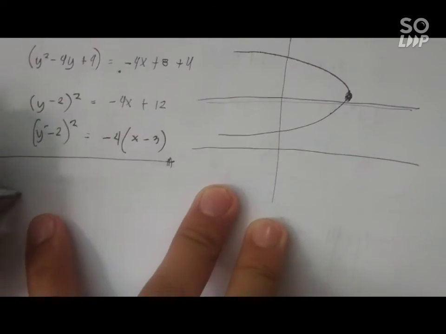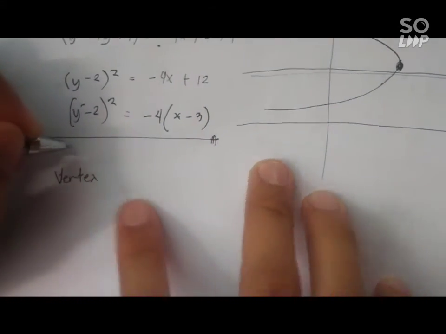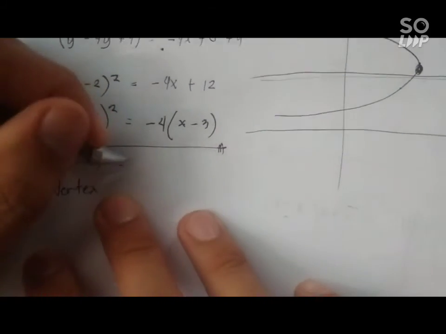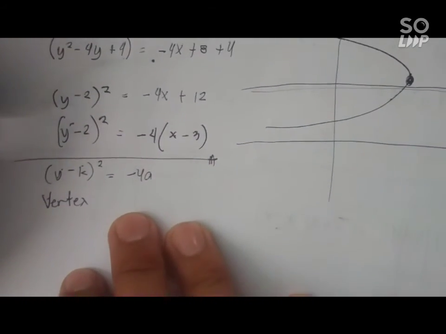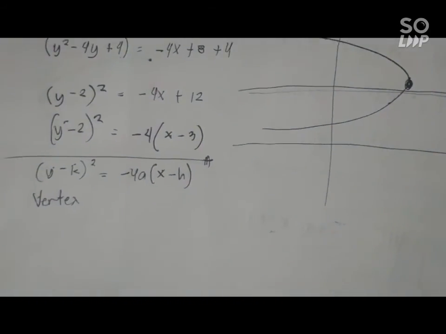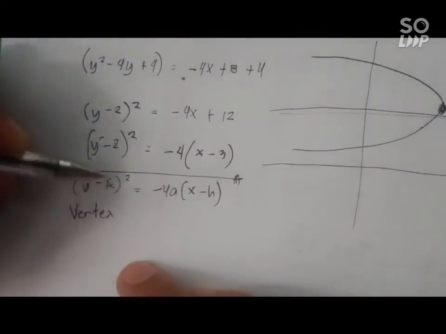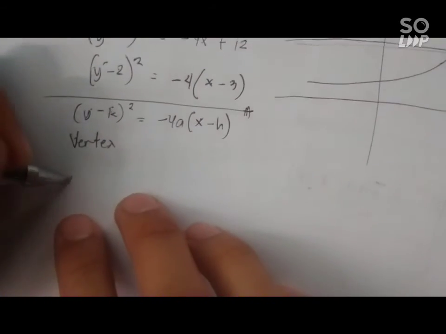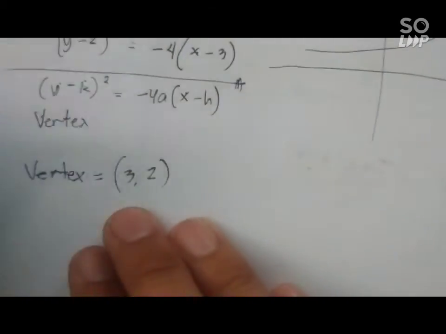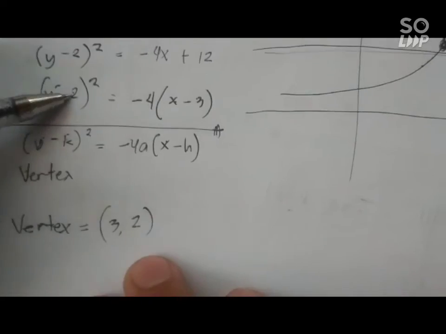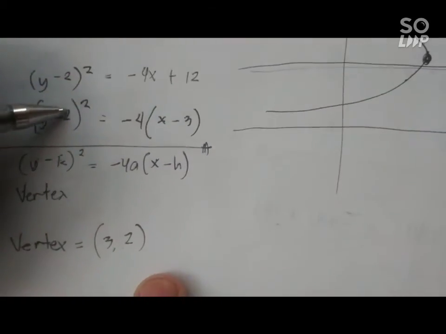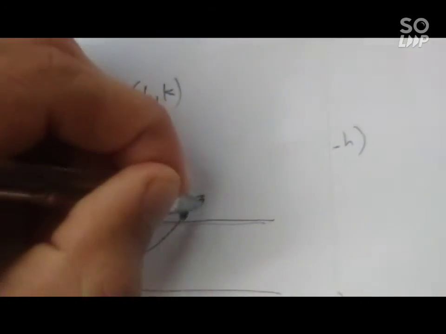The equation is (y minus k) squared equals negative 4a times (x minus h), where (h, k) is our vertex. So the vertex equals (3, 2). It is not negative 1, because the signs inside the parentheses are negative, so the values are positive 3 and 2.